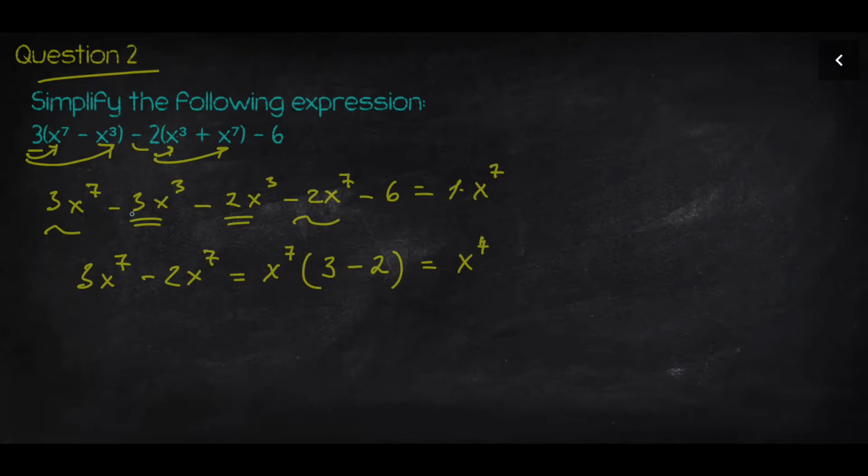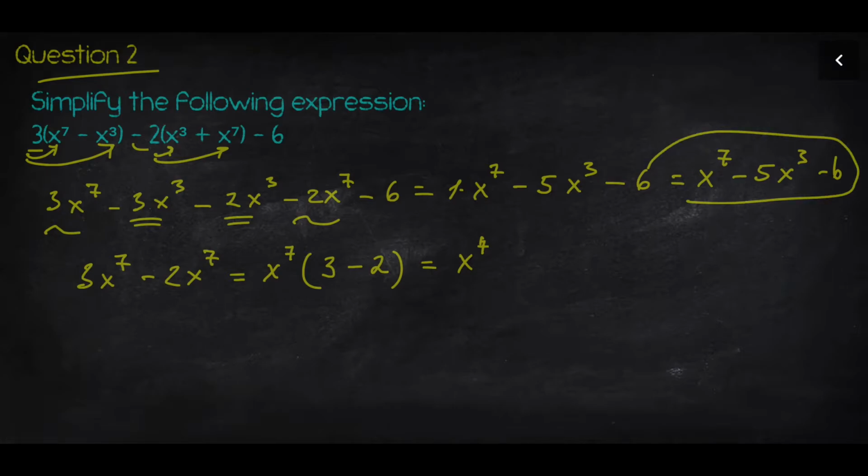All right, so next, minus 3x cubed and minus 2x cubed. And finally, you'll get minus 5x cubed using the same technique, and minus 6. So the final expression is just x to the power 7 minus 5x cubed and minus 6. That's going to be the final expression because minus 6 is the free coefficient and you're not eligible to touch that. So just leave it as it is. Alright, so let's move to the next one.